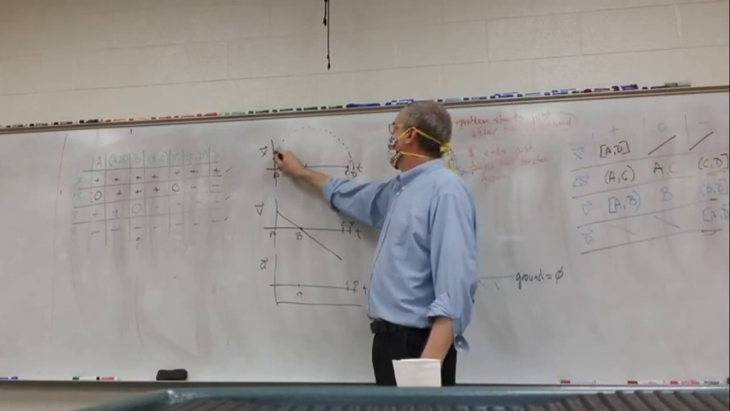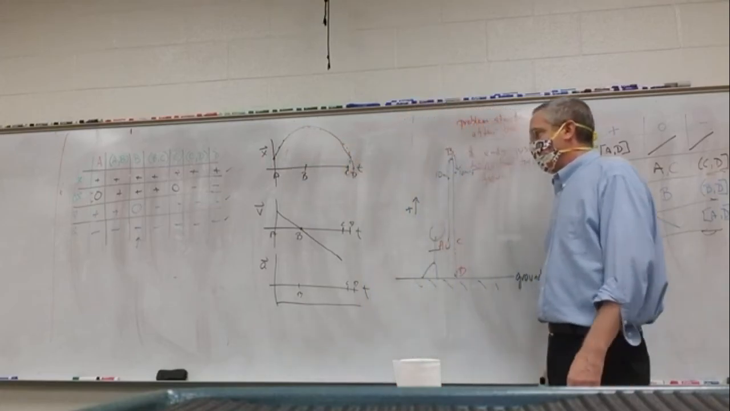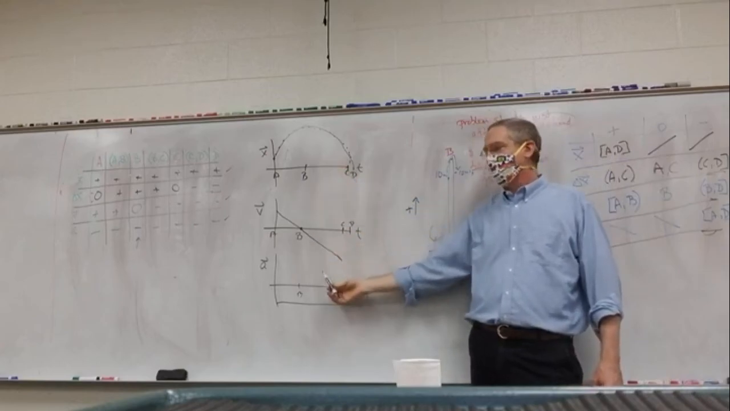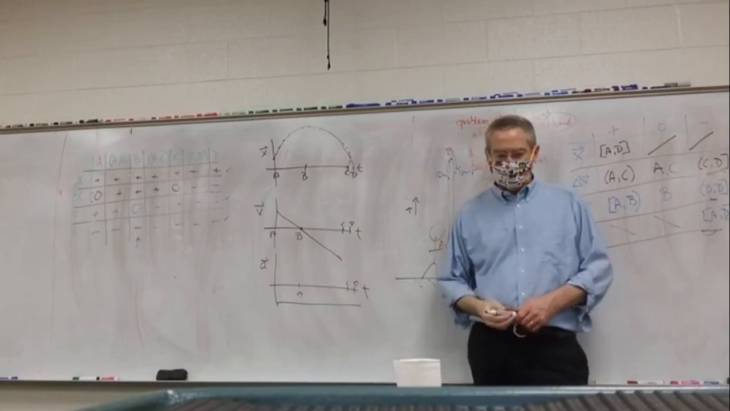So at this point, I could go ahead and connect that. And because acceleration is constant, this should be part of a parabola, and this should be a straight line, and that should be flat. A slope line, I should say, flat.